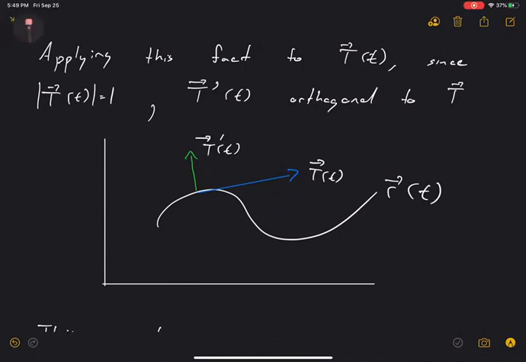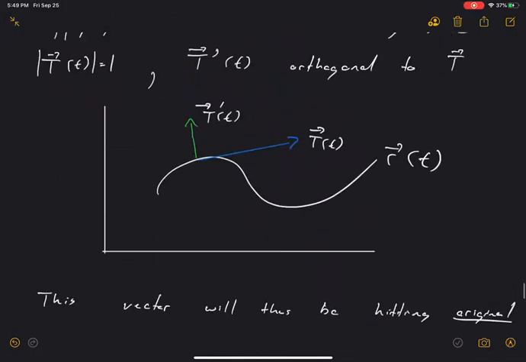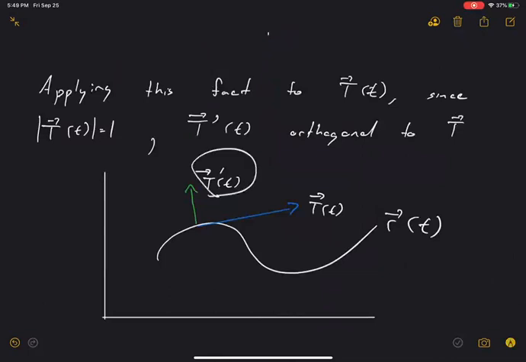So T prime of t. Now, the magnitude of this thing might not be 1. It could be greater than 1 or less than 1, okay? So the length of T of t will always be 1, but when we take its derivative, its length may change. But its direction is still 90 degrees to the unit tangent vector. And another way to think about this, you can think of it as pretty much hitting my curve r of t, kind of piercing straight through it. It's not hitting at a weird angle.